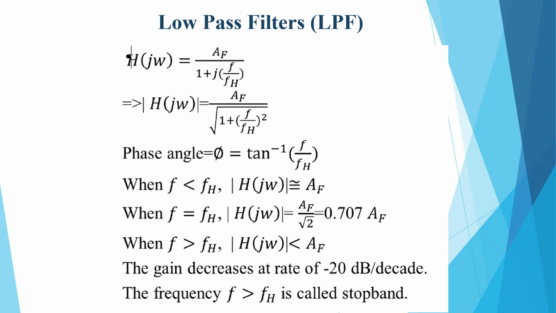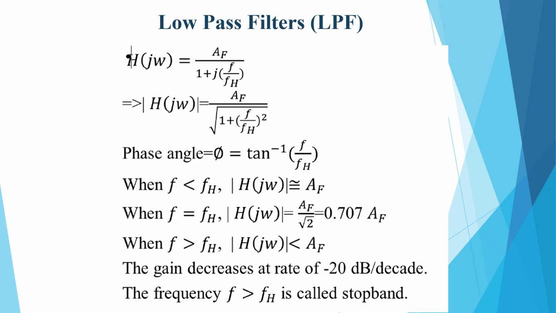So we have the transfer function of the low pass filter, H(jω) = AF / (1 + j(f/fH)). So the magnitude is given as AF / √(1 + (f/fH)²). Here AF is the pass band gain of the filter and fH is the cutoff or corner frequency.